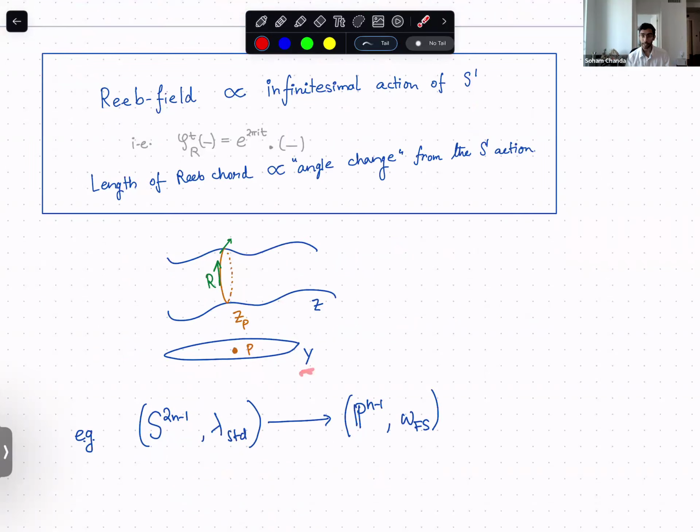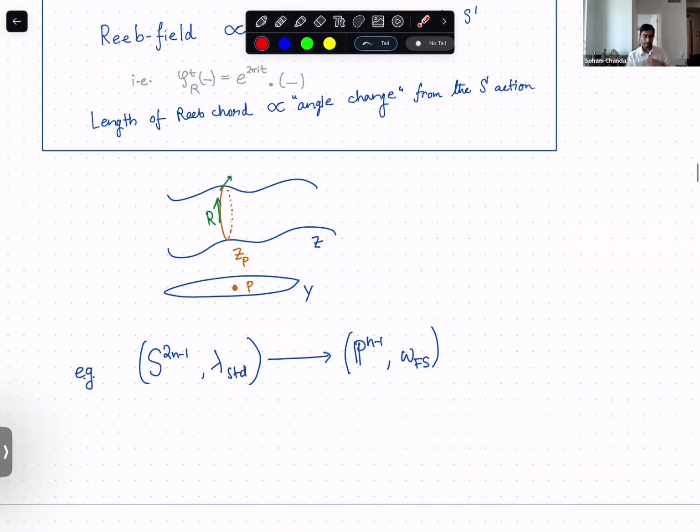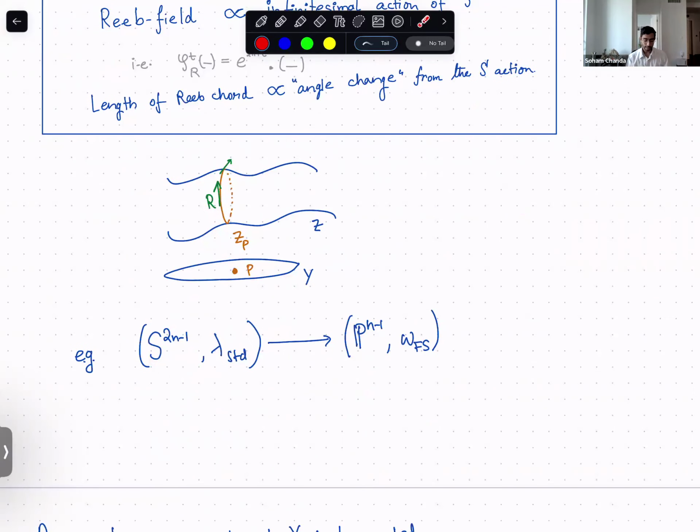So our picture is like this. If this was Y, for a point over Y, you have a circle since it's a circle bundle, and the Reeb vector field R is exactly going towards the direction of rotating by the circle action. If you have never seen a pre-quantum bundle, this is the example you should keep in mind.